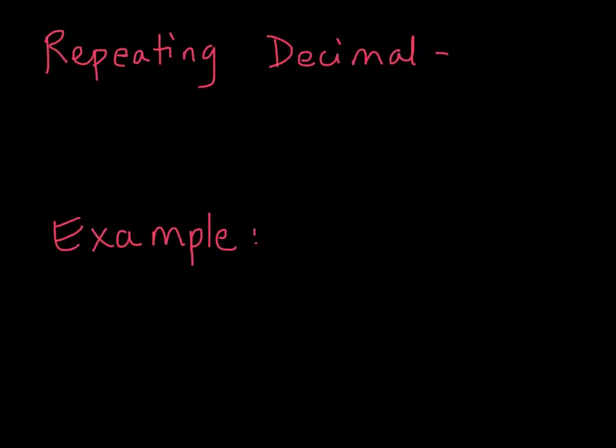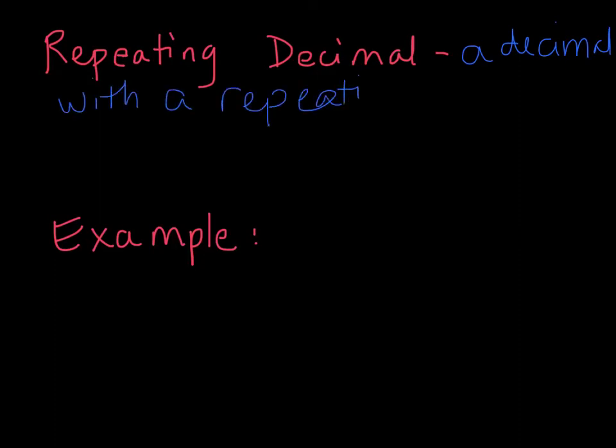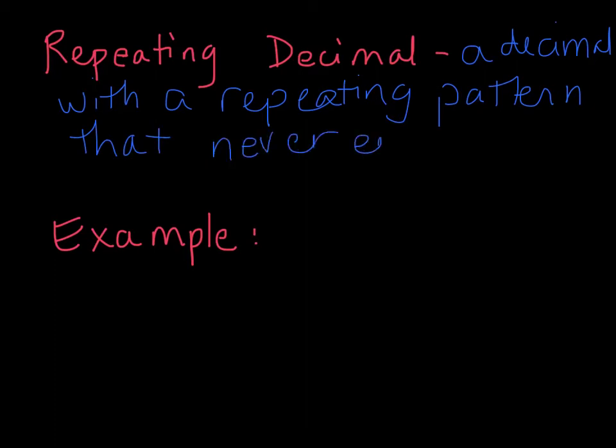But we sometimes get repeating decimals. And a repeating decimal is a decimal with a repeating pattern that never ends. Alright, so for example, if I did 1 divided by 3, I would get 0.333, and it's going to keep going. Sometimes we put dots. Other times we use what we call bar notation, and it shows which part is repeating.